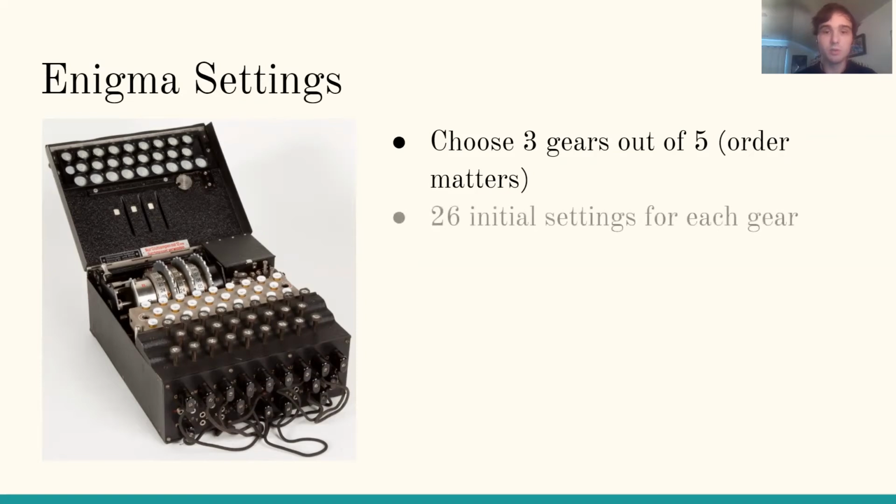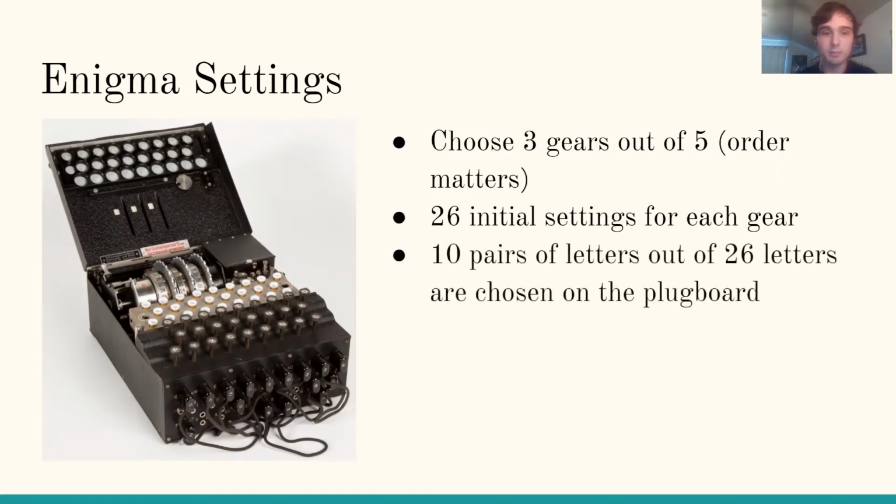Each rotor would also have 26 different settings on it, which gave you even more encryption to choose from. And then there was also a plug board on the front of the Enigma machine that would connect 10 pairs of letters to each other, out of the 26 letters of the alphabet.